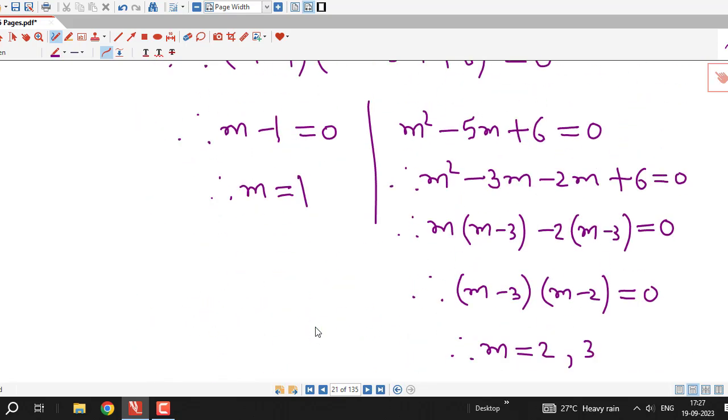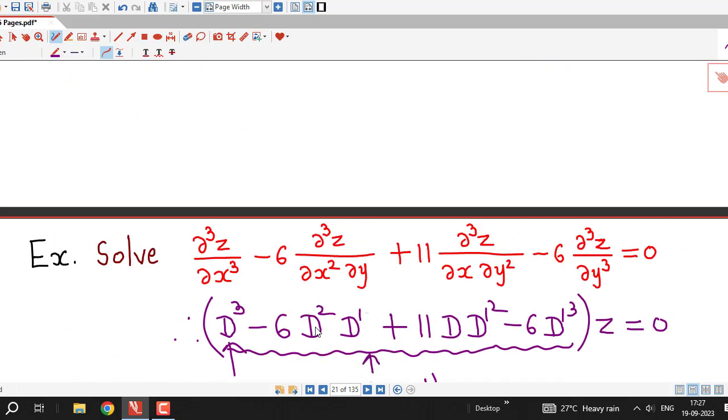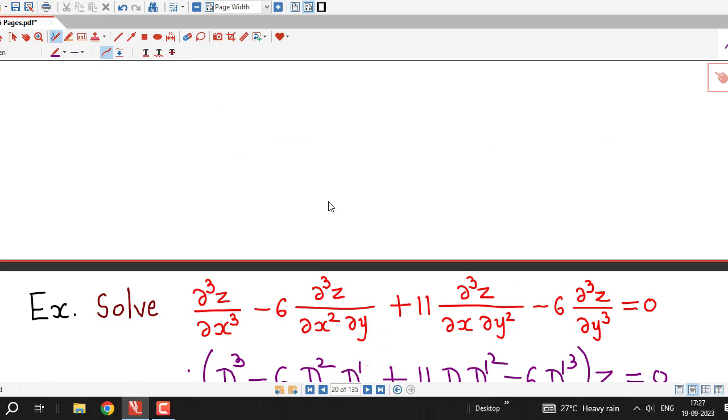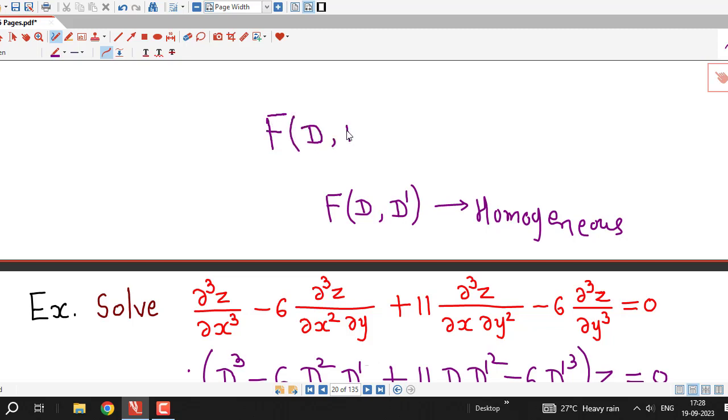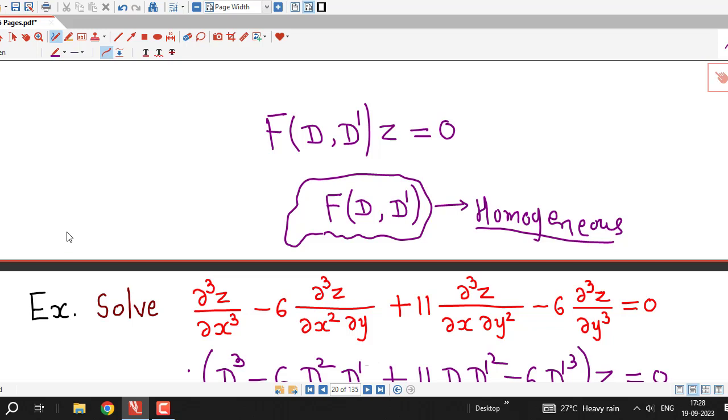So in this way it is very easy to solve homogeneous linear partial differential equations with constant coefficients, and again with one condition, that this F of D, D dash is a homogeneous function of D and D dash. Recently we are discussing the method for solving homogeneous linear partial differential equations with constant coefficients, in which this function capital F of D and D dash is homogeneous function of D and D dash.